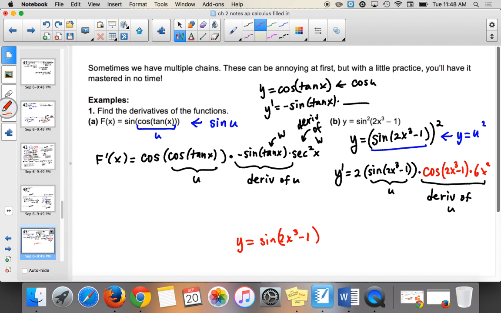They're hard. Why did the squared on the sine go, when you rewrote it? We took the derivative of u squared and it went to the front, 2u. Remember, like derivatives. Yeah, Carolyn? Can you just leave it like that? Yep, you can leave it like that. Fun stuff, huh?